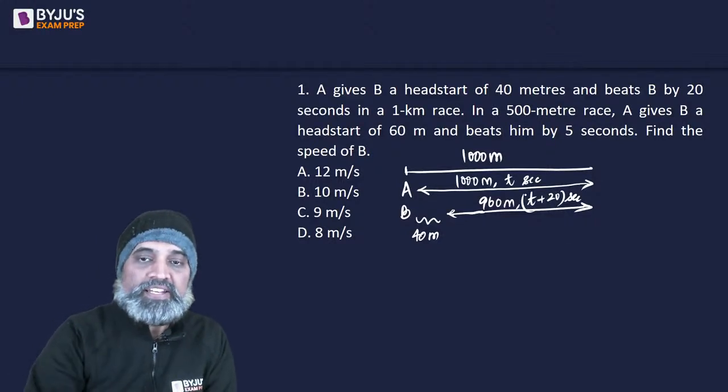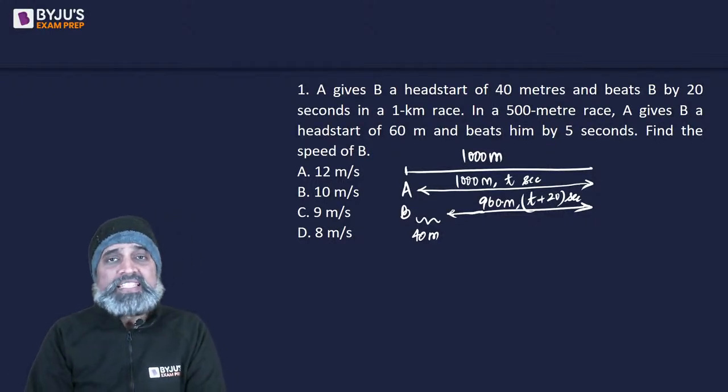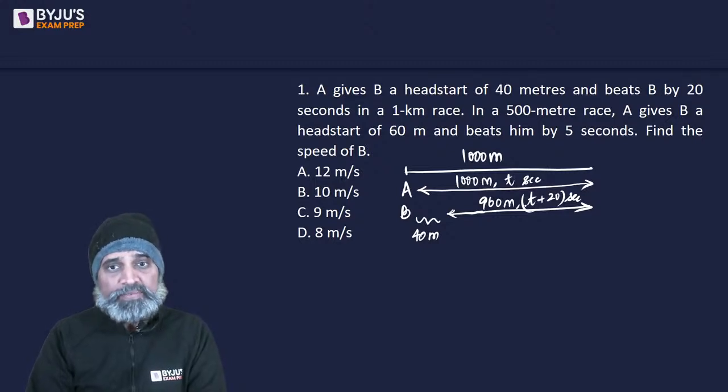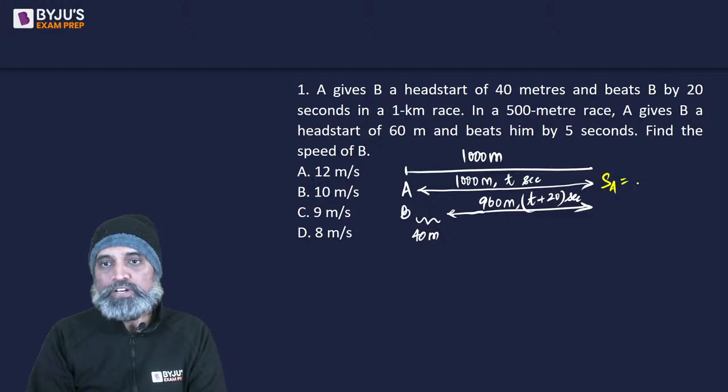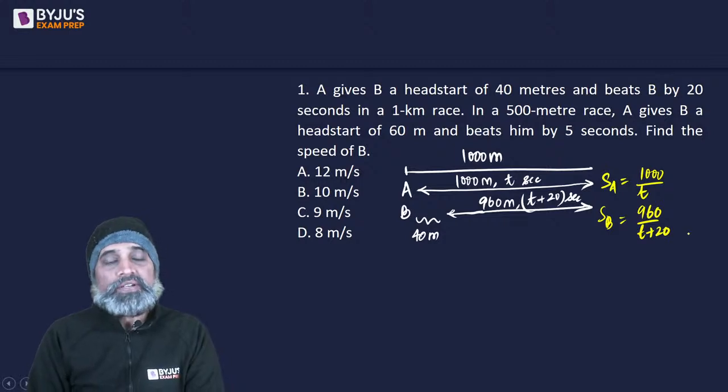So in this scenario, we can see that the time is not the same. So what would be the speed of A in this case? Can we say speed of A is going to be 1000 upon t? And what will be the speed of B in this case? It will be 960 upon t plus 20.